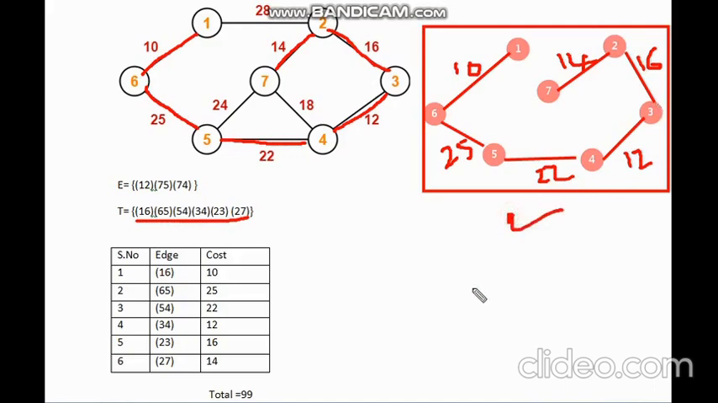So this is the way to find a spanning tree from the given graph with Prim's algorithm. I hope everyone understood Prim's algorithm and Kruskal's algorithm.